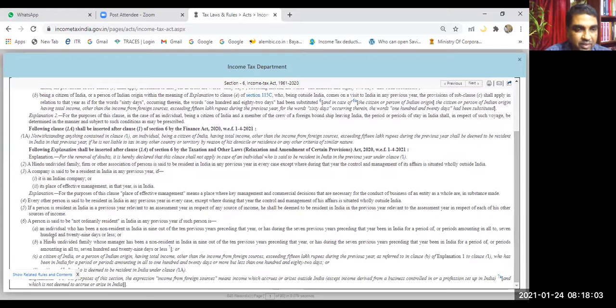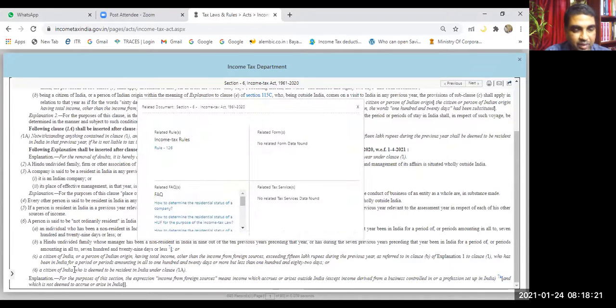Subsection 6 defines a person who is said to be not ordinarily resident. What is the definition of not ordinarily resident? That is what we are going to learn. This is taken from this area of the law. Okay.